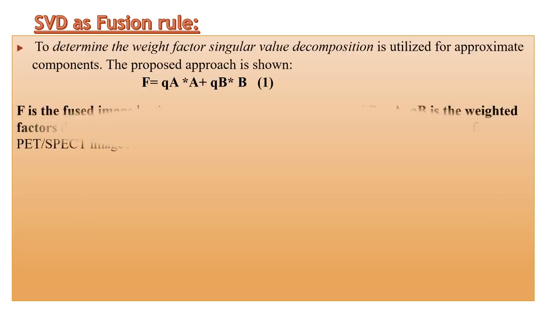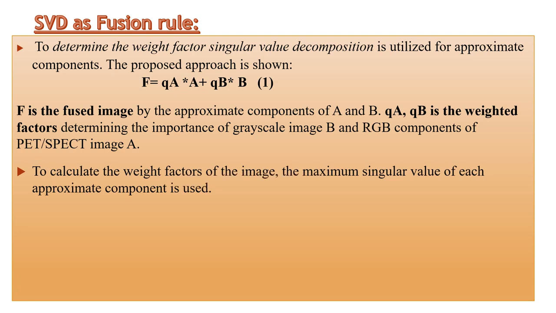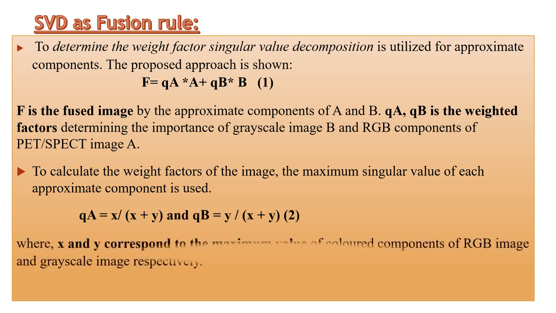Now I briefly present SVD used as fusion rule in our work. To proceed, here F is the fused frame and A and B are the respective video frames. QA and QB are the weights determining the importance of each frame components as chosen. To find the weight factors QA and QB, the given formula is used, which is stated in equation 2. X and Y are the maximum value of the selected frames respectively.